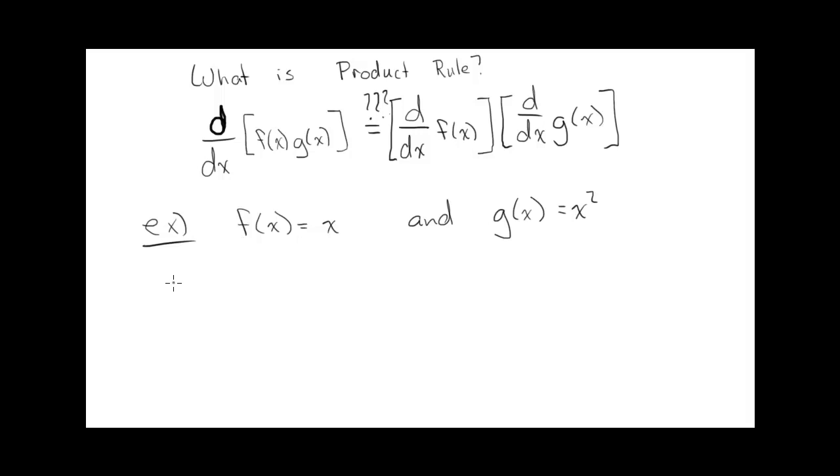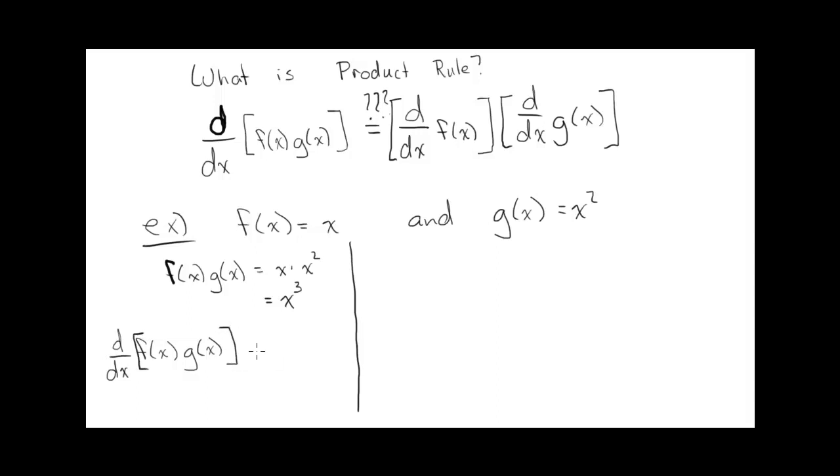So what is f at x times g at x? The product of these two functions would be x times x squared, which would be x cubed. Okay, so the product's over here. Now if we wanted to take the derivative of this product, well, that's clearly just the derivative of x cubed, which we know is 3x squared. So the derivative of the product of f and g is 3x squared.